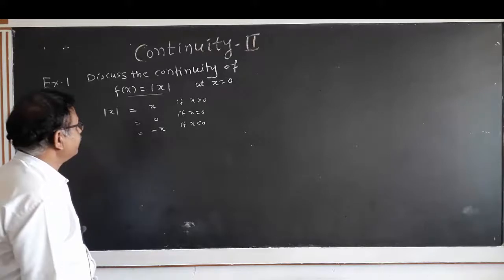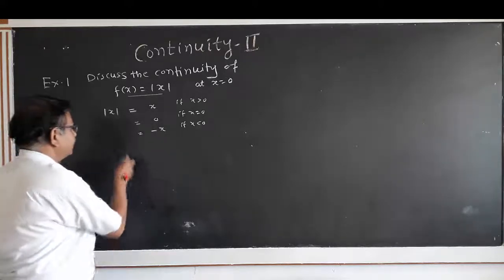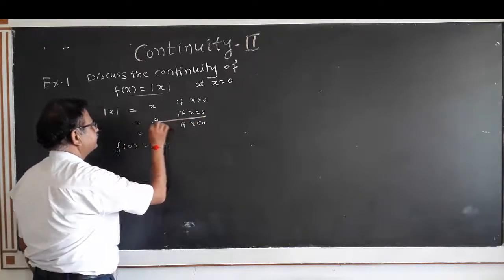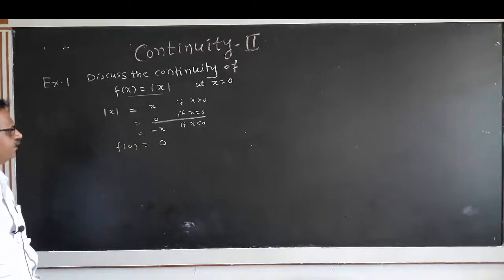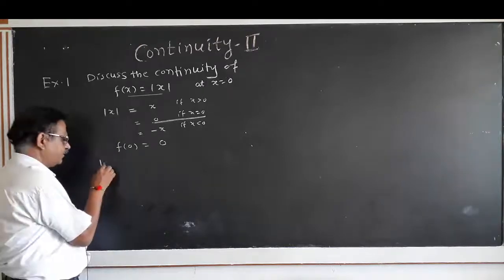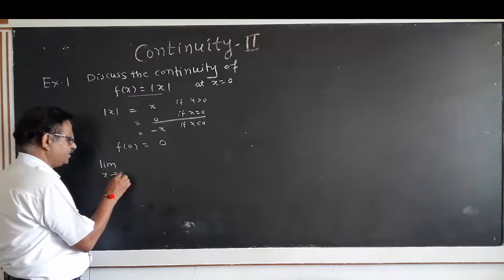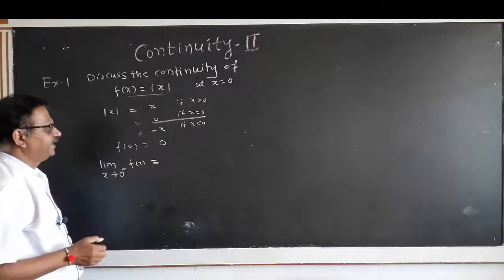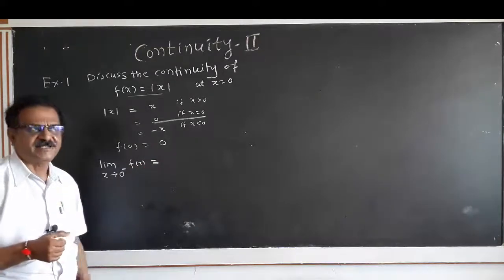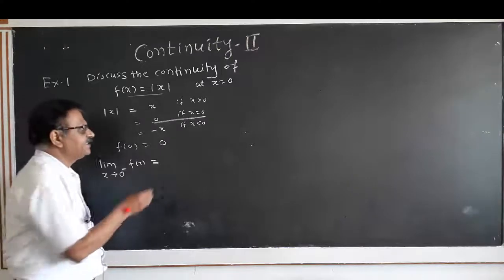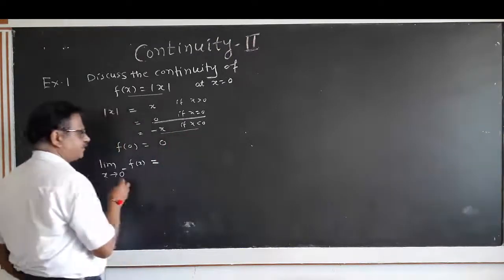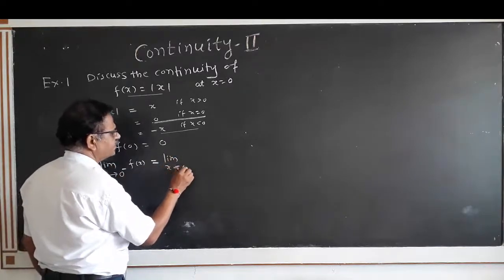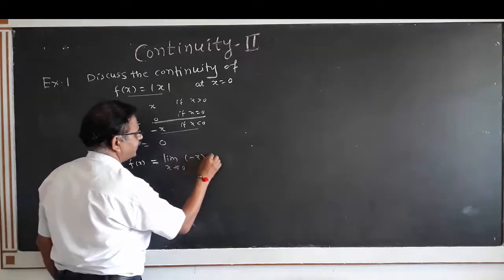Now we shall find out limit at x tends to 0. For that we require f of 0. F of 0 equal to 0, it is given here at x equal to 0, mod x equal to 0, therefore f of 0 equal to 0. Now we shall find limit x tends to 0 minus, that is left hand limit of fx. For that, x must be approaching to 0 from left hand side, that means x must be negative. X is negative in this interval. Therefore, limit x tends to 0 minus of fx is nothing but limit x tends to 0 of minus x, and that is equal to 0.